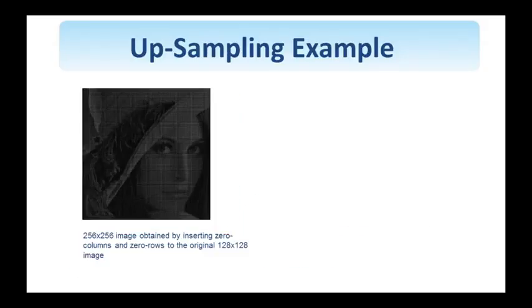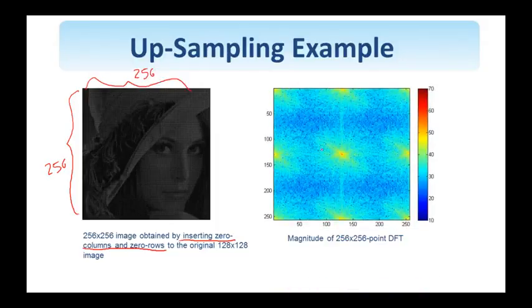So the first step towards upsampling is to insert 0 columns and 0 rows into the original 128 by 128 image, so that the resulting image now is a 256 by 256 image. If I look at the spectrum of this image, I see these replicas of the baseband appear here. This is pi, pi, for example, due to the insertion of zeros.